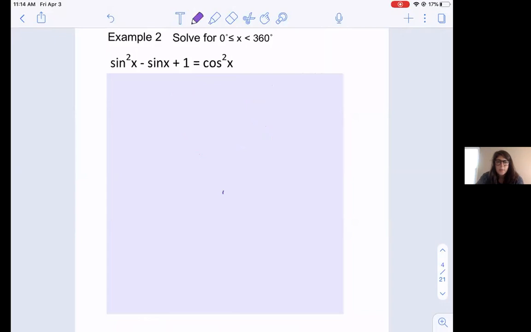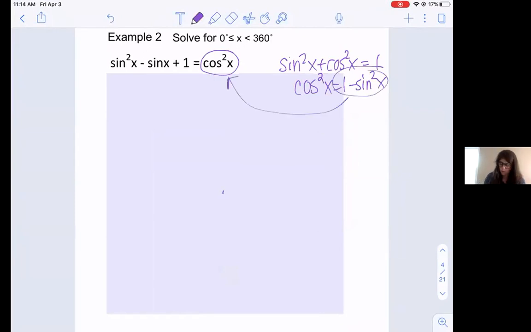All right, so for this example, notice that you've got sine and cosine, and you want to make all of your trig functions the same if at all possible. And this is possible with our Pythagorean identity. So sine squared plus cosine squared equals 1. And I can substitute 1 minus sine squared in for cosine. So this is now sine squared x minus sine x plus 1 equals 1 minus sine squared x.